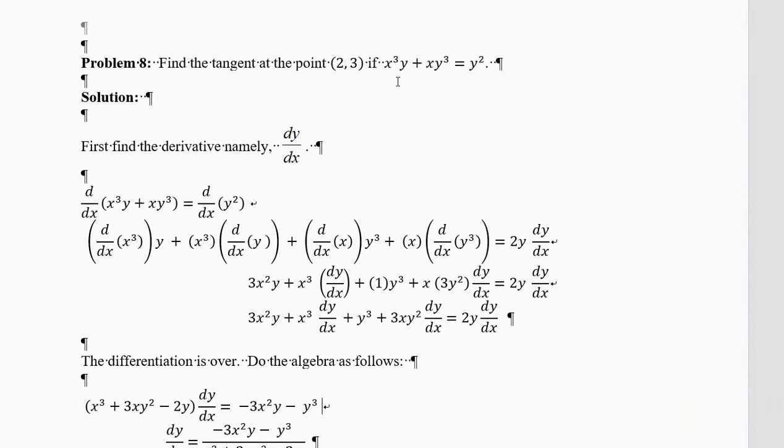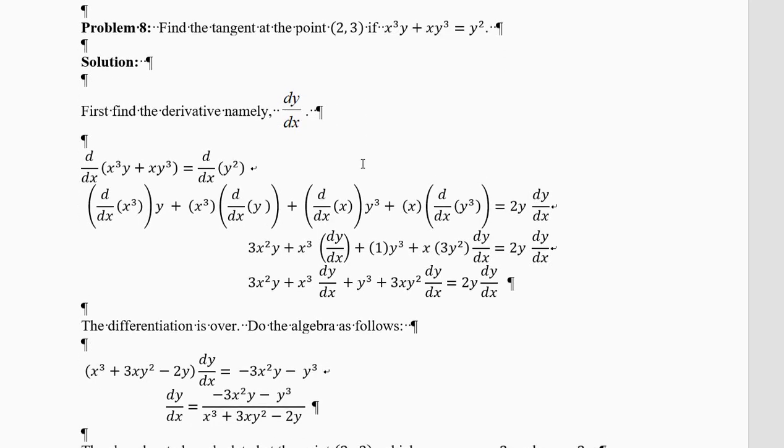The equation is in problem 8. Let's look at it again. X cube y plus xy cube equal to y square. Now we have to find dy by dx. The tangent requires slope, and the slope comes from the derivative. So the first step is to find dy by dx. Differentiate on both the sides.